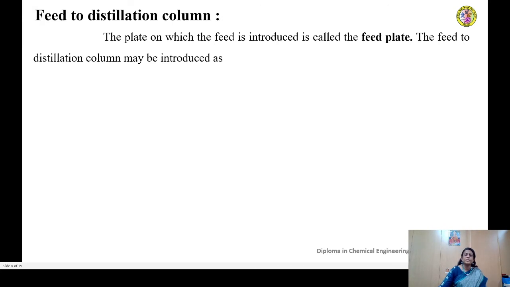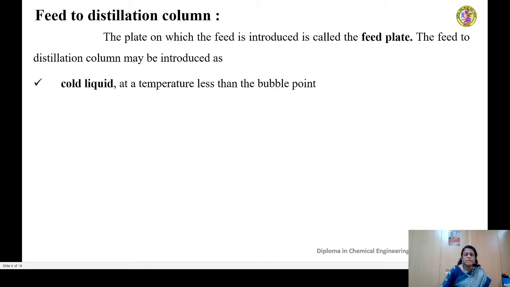At what condition it enters also depends upon the thermal condition of the feed, that is, at what temperature it is entering. So let us see which are all the conditions at which the feed can enter the distillation column. It can enter in the form of a cold liquid. A cold liquid is one which is at a temperature lower than its bubble point. All of you know what a bubble point is. If the temperature of the feed entering the distillation column is less than the bubble point, it is a cold liquid.